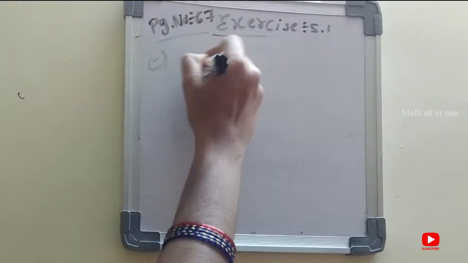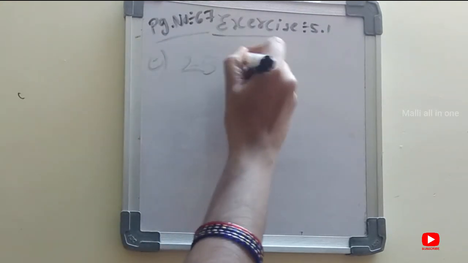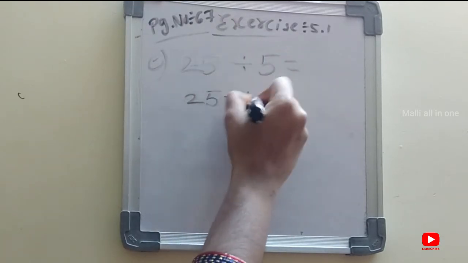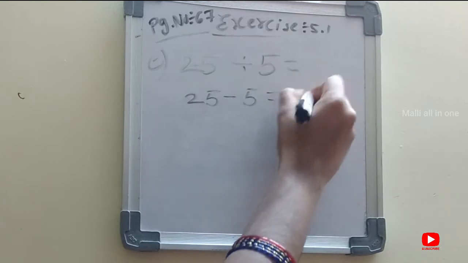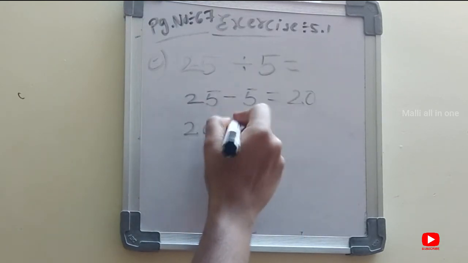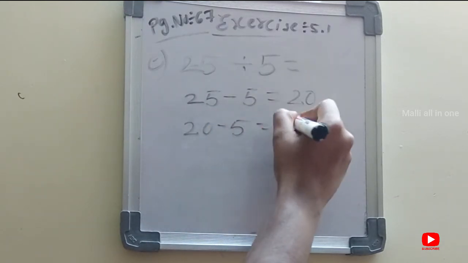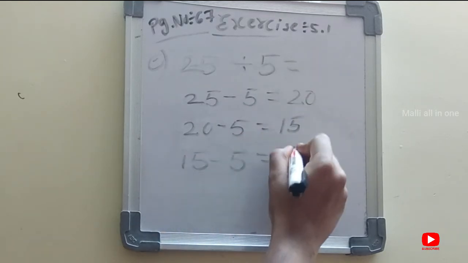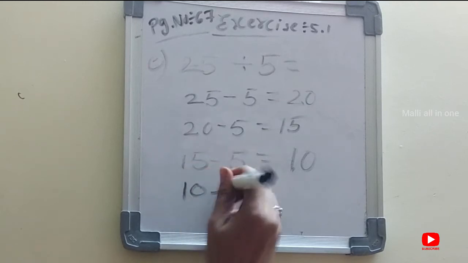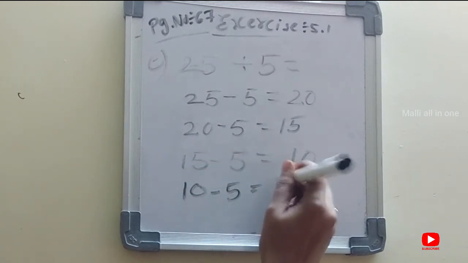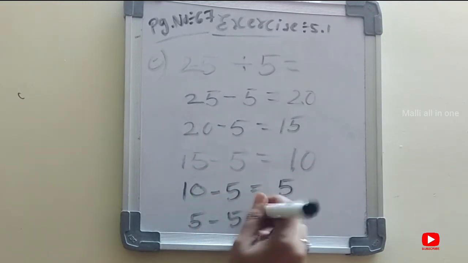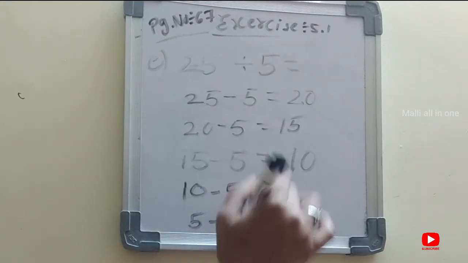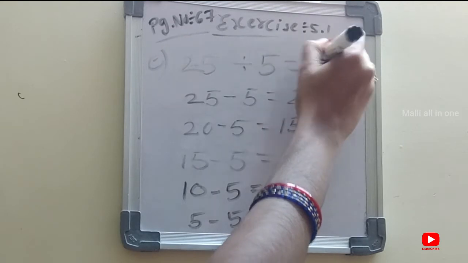Now, E sum. 25 divided by 5. 25 minus 5, 20. 20 minus 5, 15. 15 minus 5, 10. 10 minus 5, 5. 5 minus 5, 0. So we got 0. Now how many steps? 1, 2, 3, 4, 5. So the quotient is 5 here.